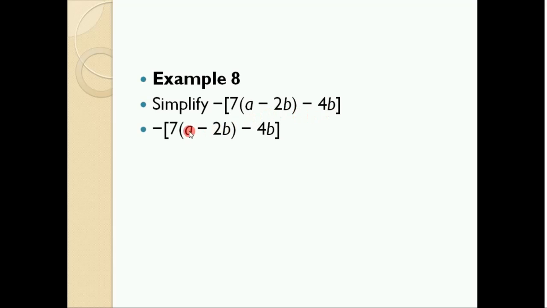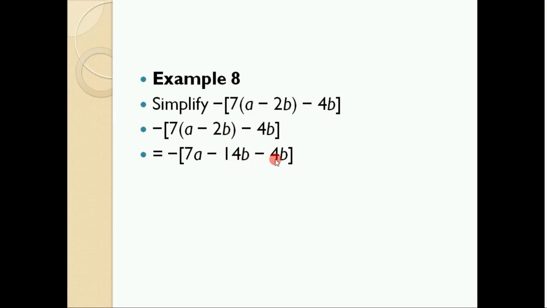So the next is example number 8 now. The question is simplify minus 7 into a minus 2b minus 4b bracket closed. First of all, we have to simplify. We multiply 7 with a and 7 with 2b. No need to work out with this negative sign. So when you multiply 7 with a is 7a, and 7 with minus 2b is minus 14b, and this minus 4b will go as it is.